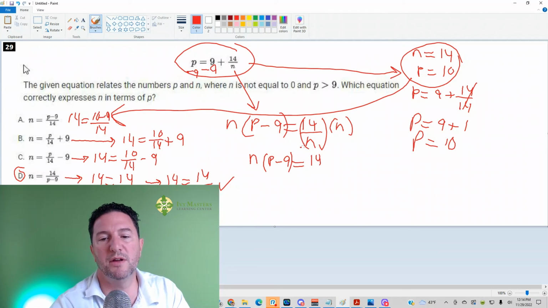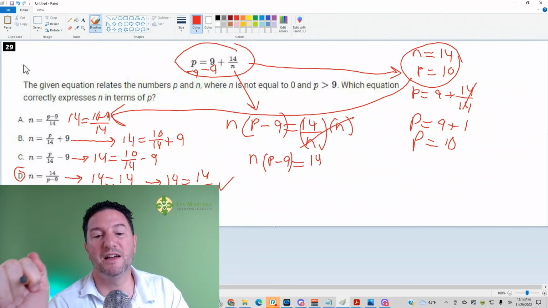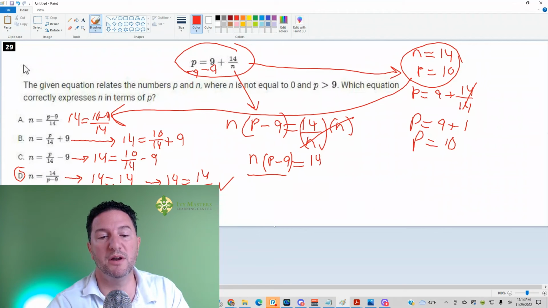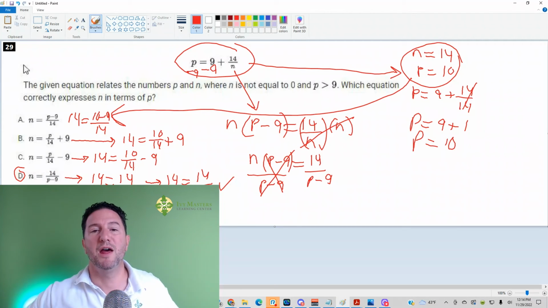These n's cancel. Keeping in mind that I'm getting my n alone, I don't want to distribute here. I divide by p minus 9, and these cancel, and I get n equals 14 over p minus 9, which once again is answer choice D.